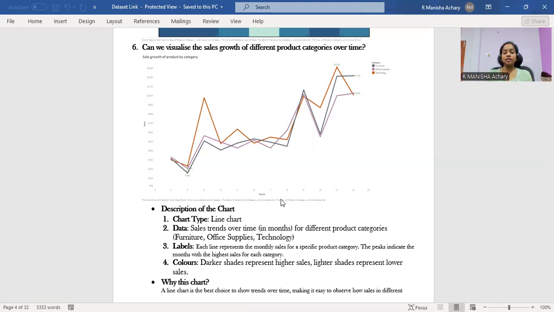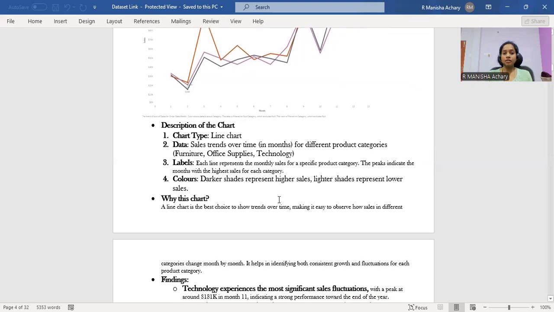I have converted the sales data into months for different product categories. The different product categories are furniture, office supplies, and technology, three categories. I have used different colors for these three categories. Darker shades represent higher sales, lighter shades represent lower sales. I have used labels only for the latest value.